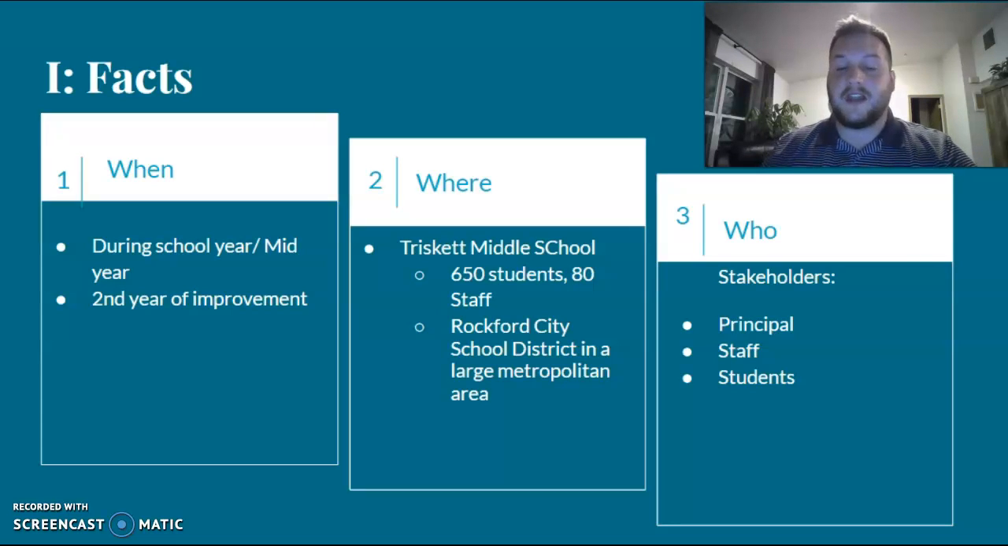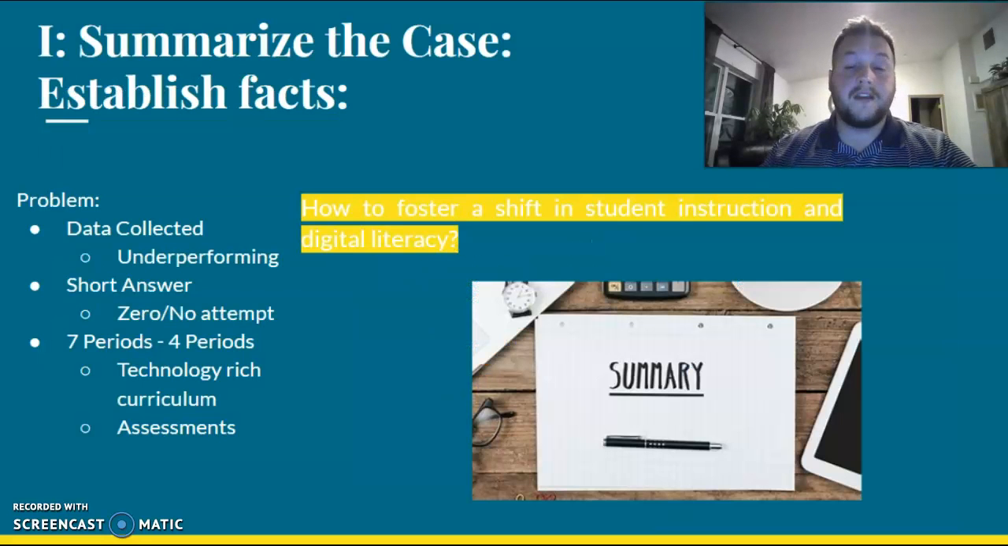And then to identify stakeholders. In this situation, the biggest stakeholders are the principal, assistant principal, staff, and students. So summarizing the case, the biggest thing is the data that is being collected is demonstrating that the students are having troubles with the assessment.